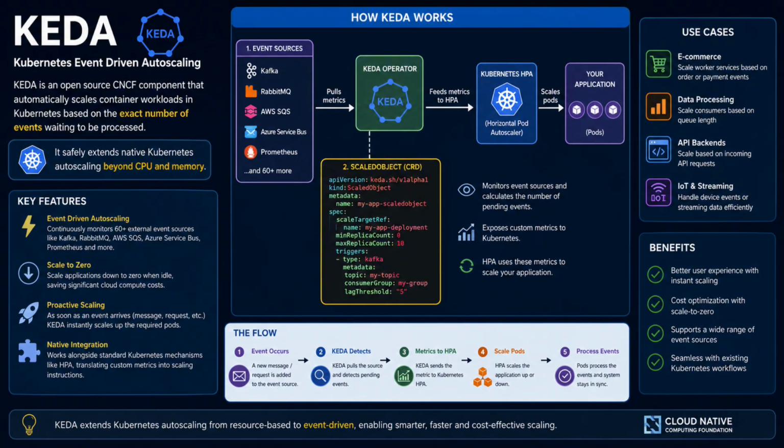And it is native integration. It works alongside standard Kubernetes mechanisms like the horizontal pod autoscaler, HPA, translating our custom metrics into scaling instructions. How does it work?